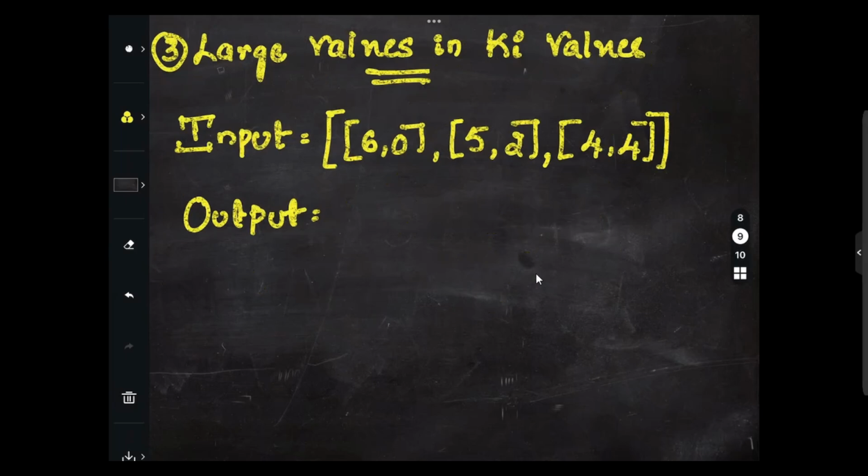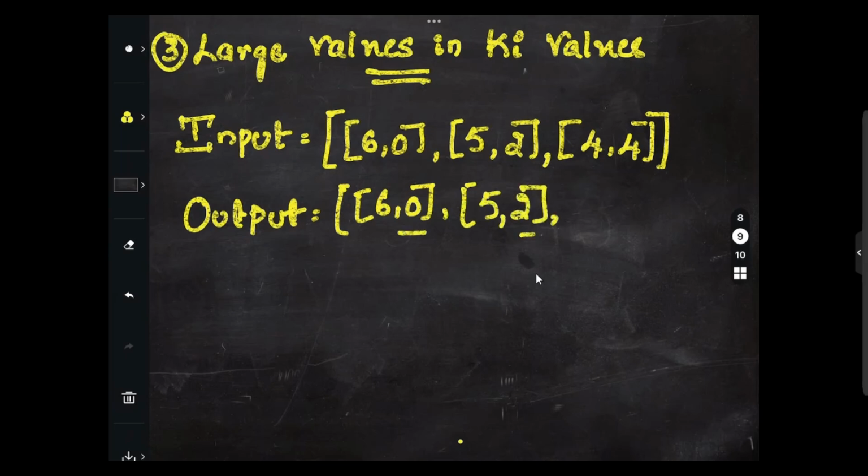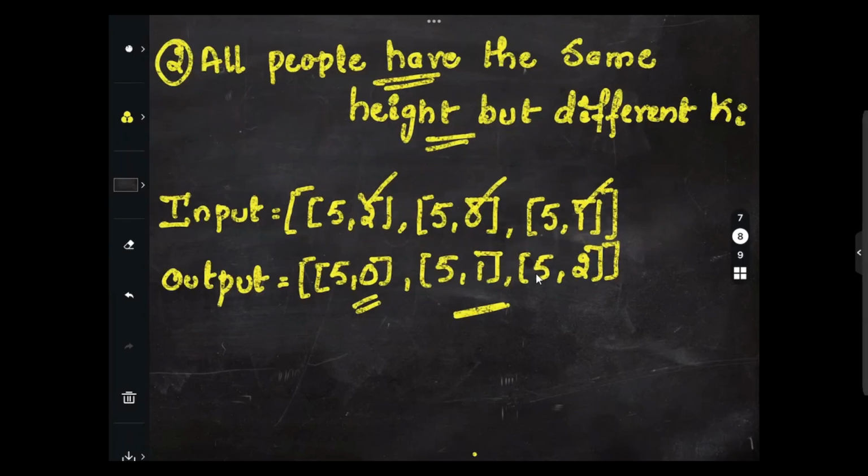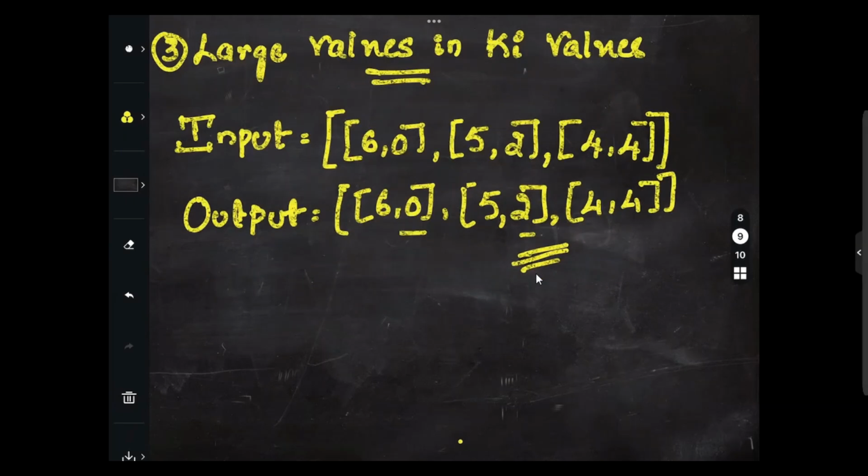Let's go with the final edge case, the third edge case: large gaps in ki values. We have to ensure correct positioning here. The output will be 6, 0 and 5, 2, because 2 comes first after 0, and finally 4, 4. This is the output. I hope this is clear, right? So here all people have ki equal to 0. In the second, all people have the same height but different ki. And the third edge case was large values in the ki values. So I hope all the edge cases are clear.